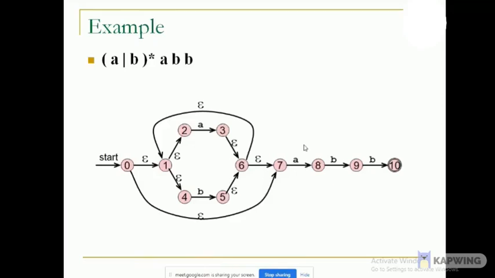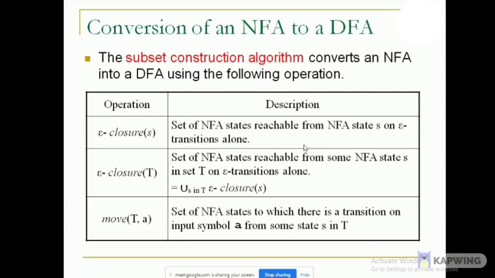So the final NFA constructed for this regular expression (a|b)*abb is given here. Now we are going to see the next one, the subset construction algorithm. This will help you convert an NFA to a DFA. The main difference between NFA and DFA is that an NFA will have epsilon transitions, but in the case of a DFA, there will not be any epsilon transition.